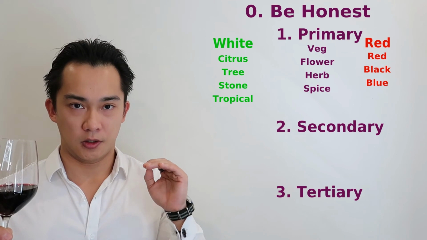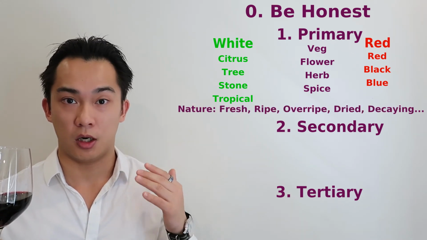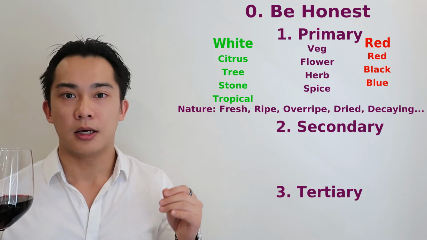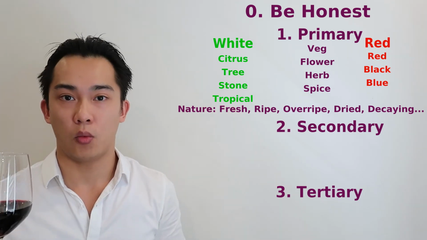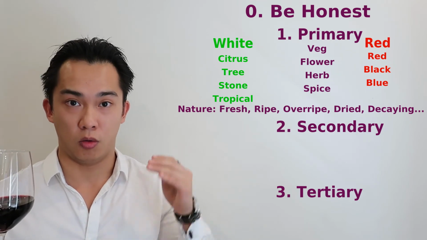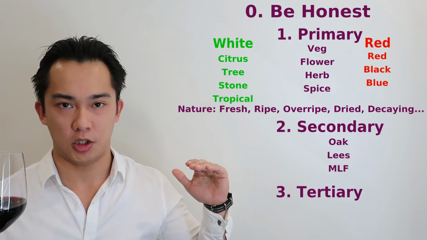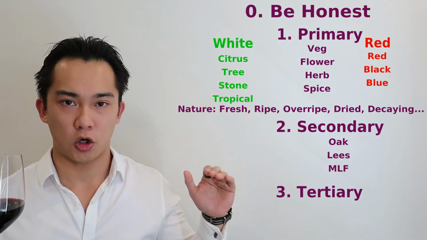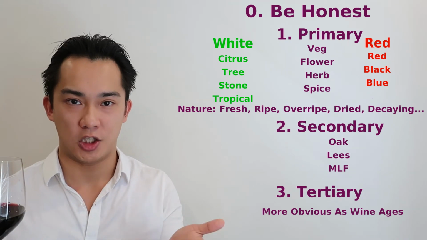And also consider the nature of the fruits. Is it fresh, ripe, overripe, decaying, dried? Then think about the secondary characters, which is what the winemaker does to the wine, and the winemaker can control oak, lees stirring, and MLF, malolactic fermentation. Finally, there is the tertiary character, which becomes more obvious as the wine ages over time.